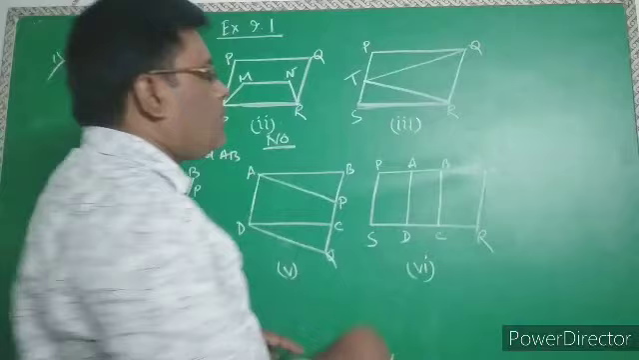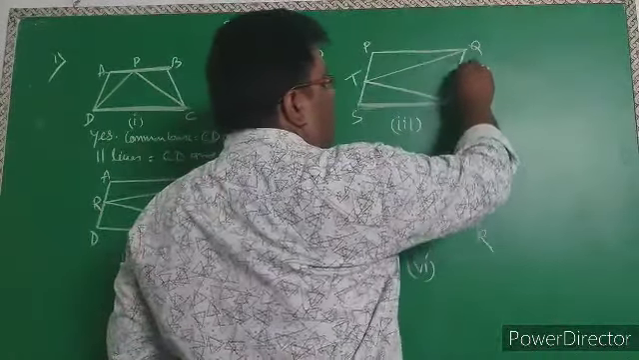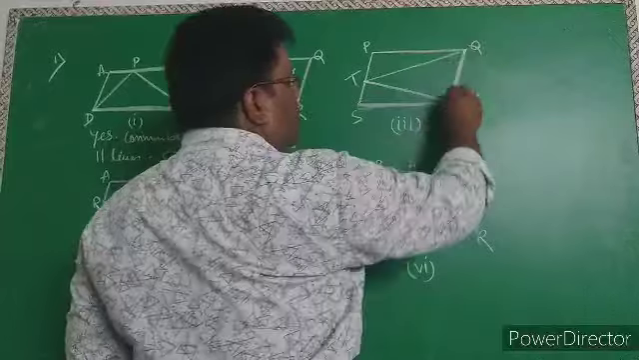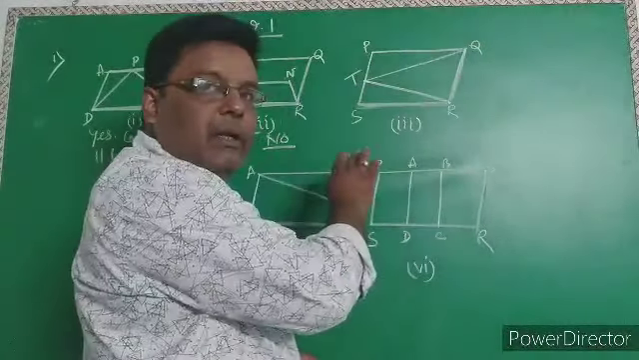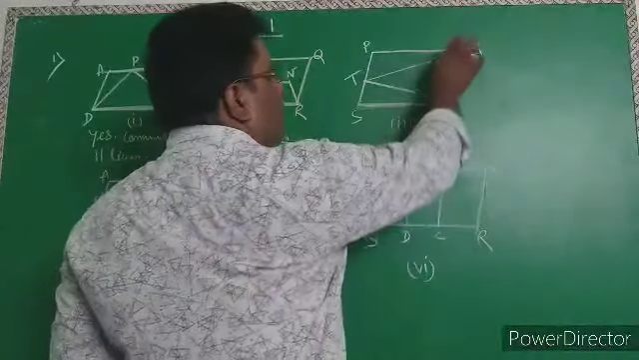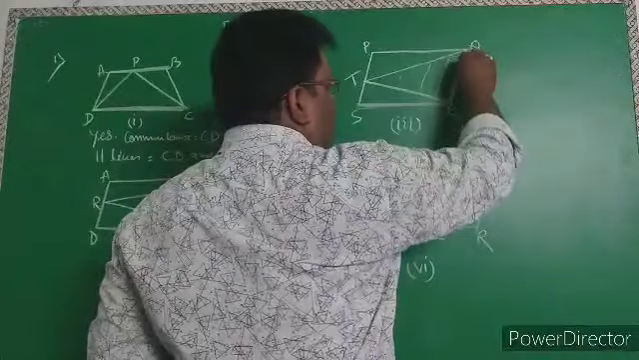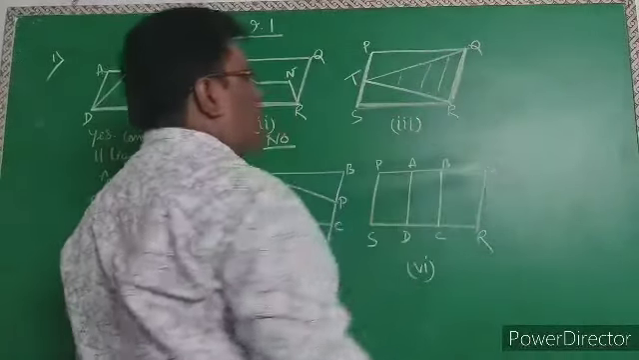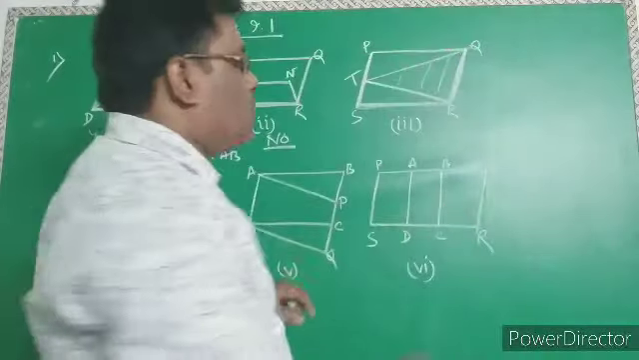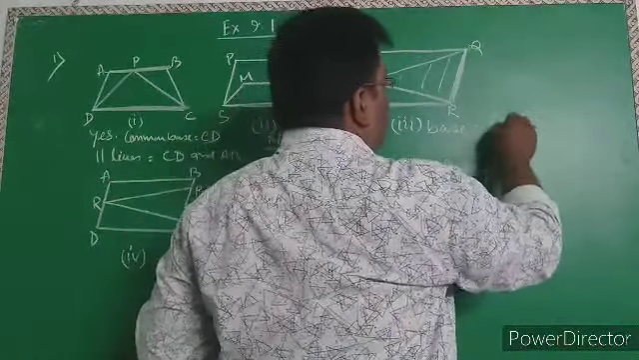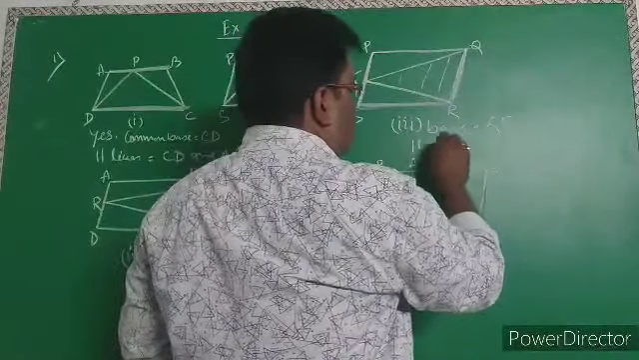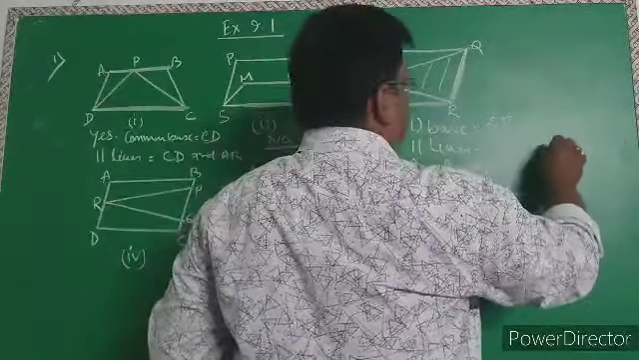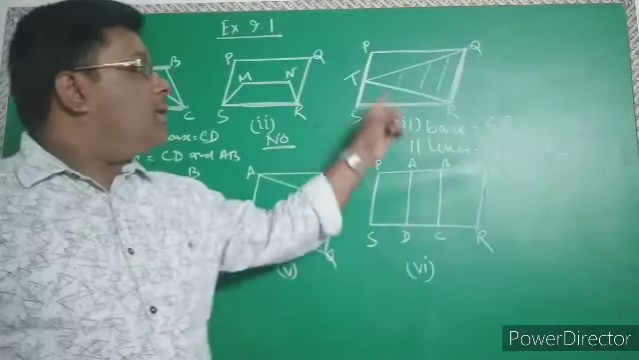So in this figure, if we consider QR as base, then both the figures, that is parallelogram PQRS and triangle PQR, have QR as the common base and both these figures lie between the same parallels PS and QR. So common base is QR and parallel lines are PS and QR.